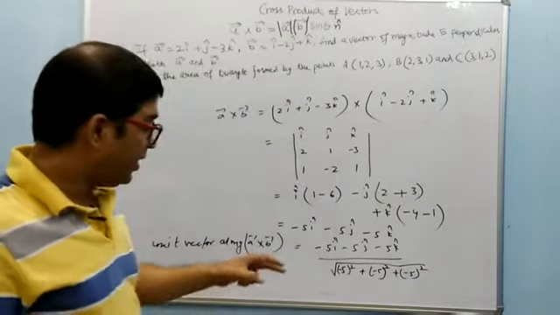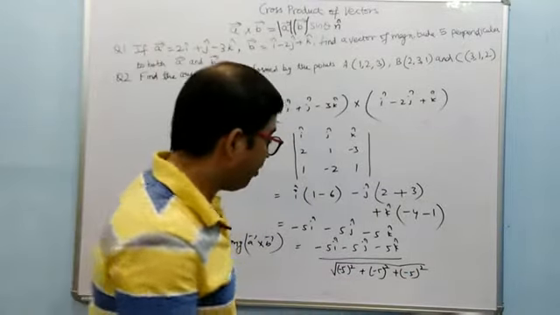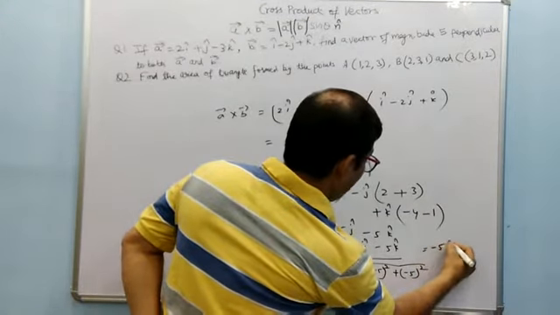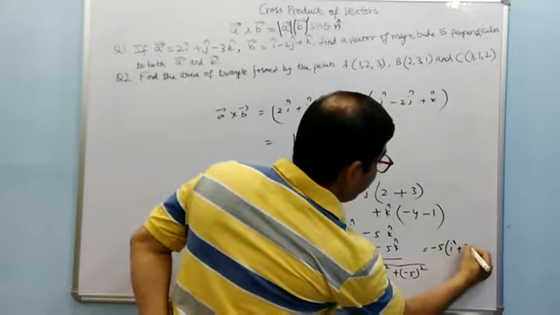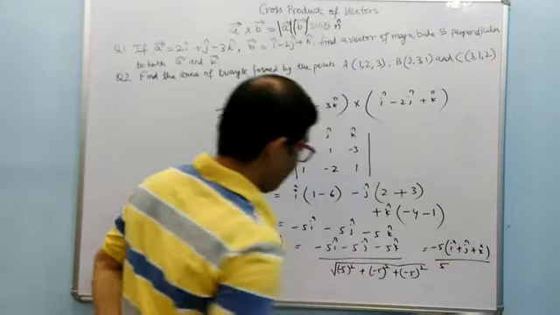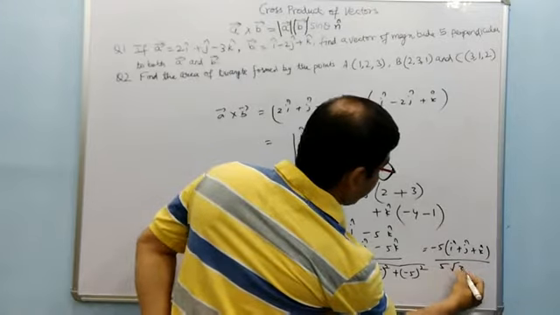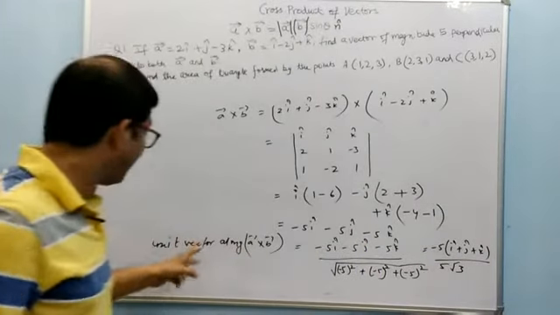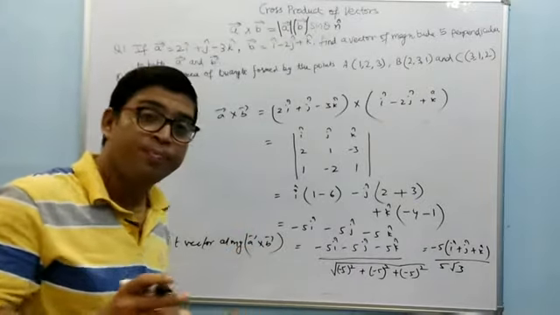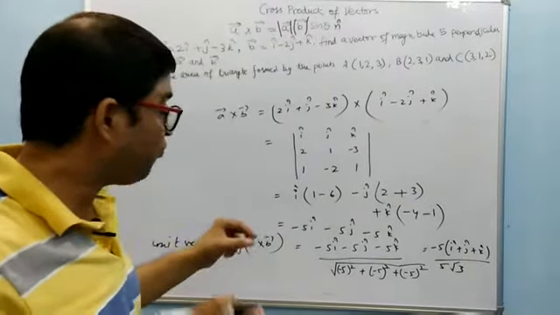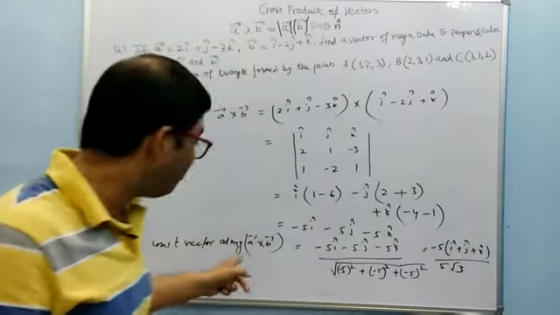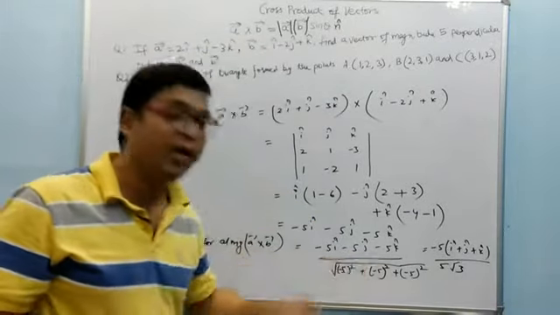So what is it coming out to be? This is coming out to be 5 root 3. So this is minus 5, I am taking common. This is i cap plus j cap plus k cap divided by 5 root 3. You cancel it out, you will get a unit vector along vector A cross vector B. That means we got the direction of a vector which is perpendicular to both vector A and vector B.